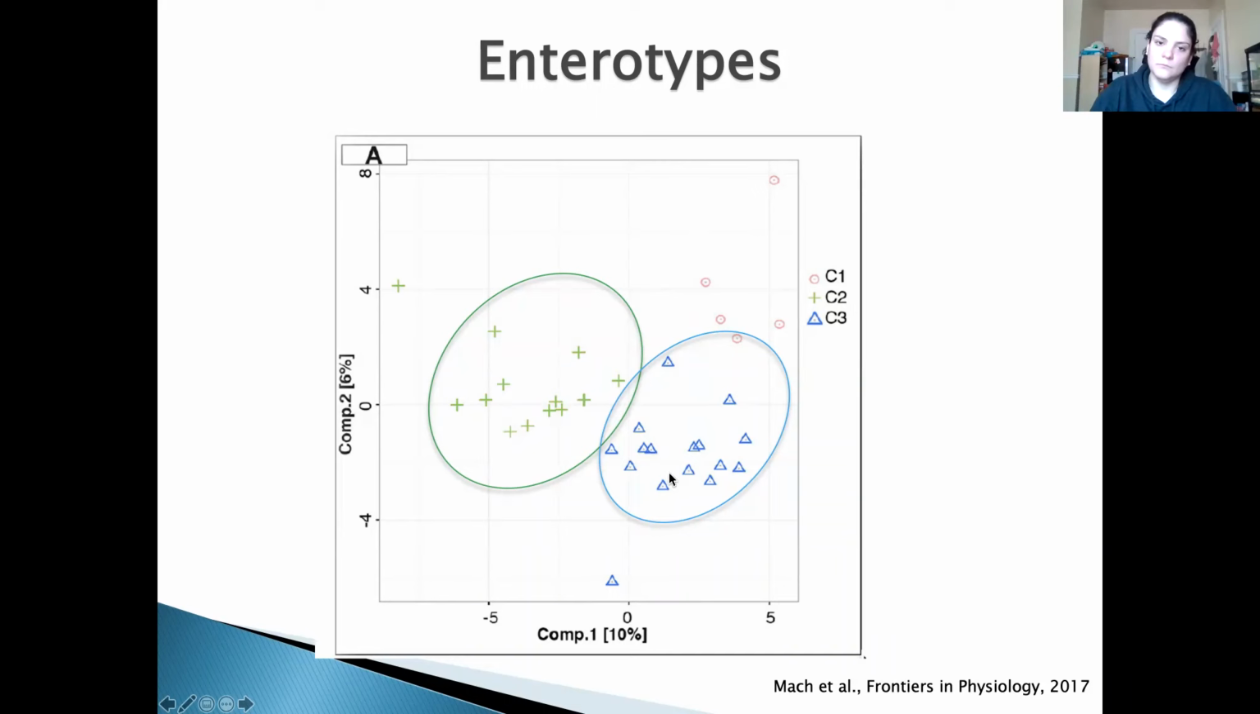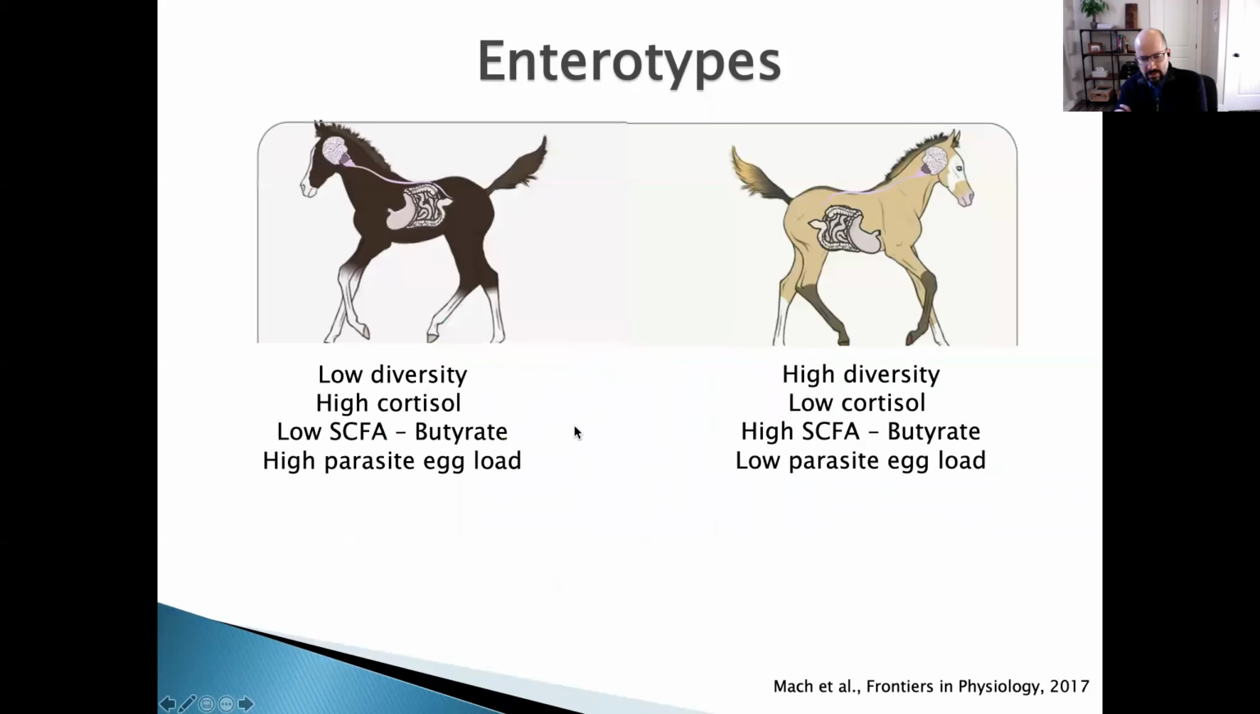And when they looked at the phenotype, the characteristics of those animals, they could see that everybody in C2 had very low diversity in the microbiota. They had very high cortisol levels, meaning they got really stressed after weaning. They were producing less short chain fatty acids, especially butyrate, and they had a higher parasite egg load, meaning they were more susceptible to parasite infection. But the other enterotypes were completely different.